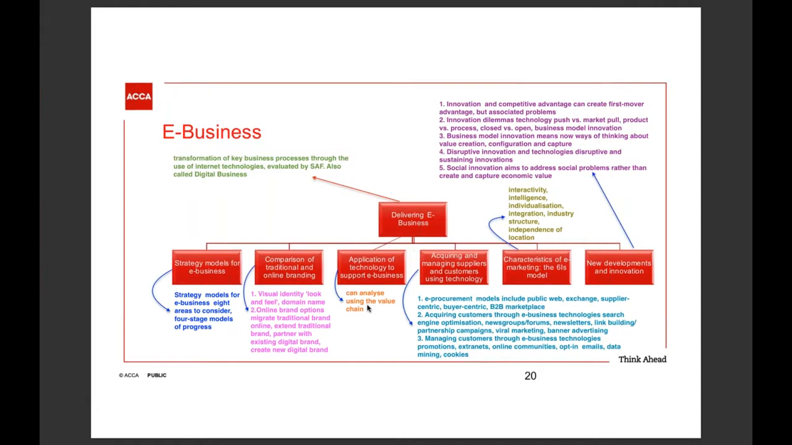For example, when it comes to your primary activities like inbound logistics, inbound logistics is basically about storing your raw materials. So how would technology help you in storing and planning your raw materials? Perhaps you can have an inventory control system, material requirements planning, or automated delivery or tracking in your inbound logistics.